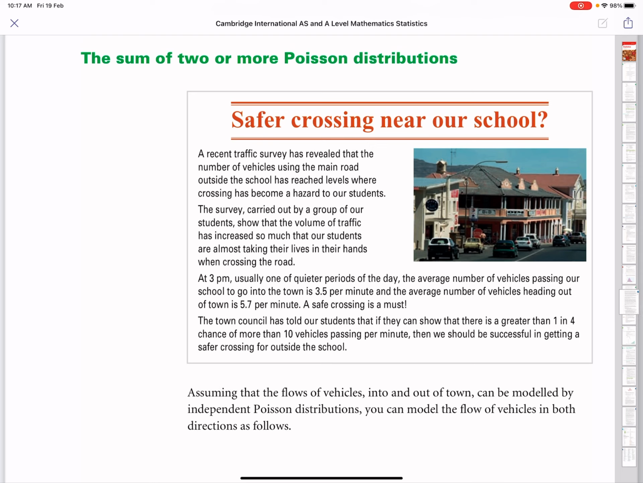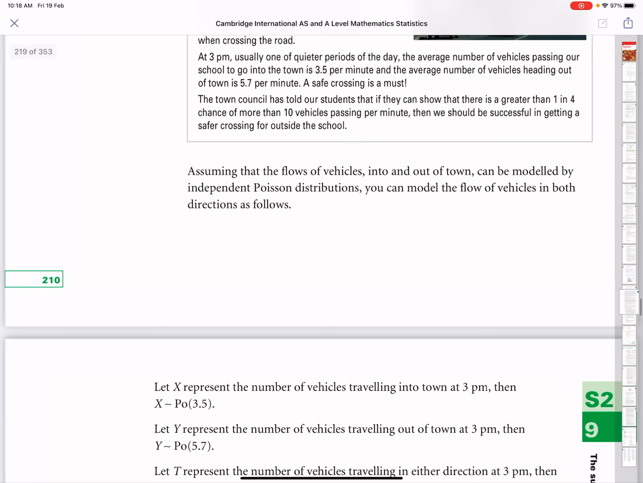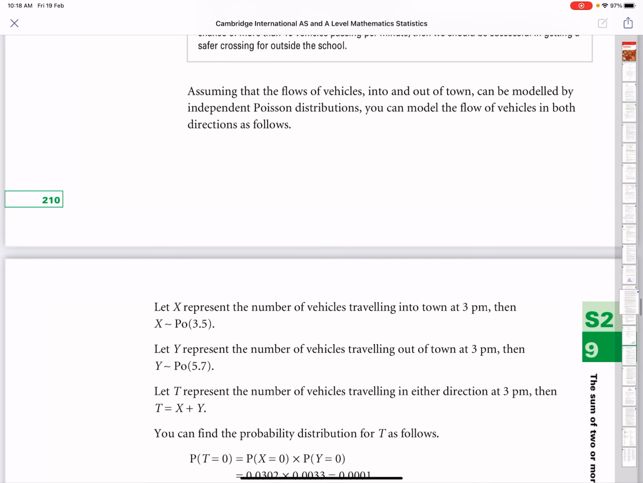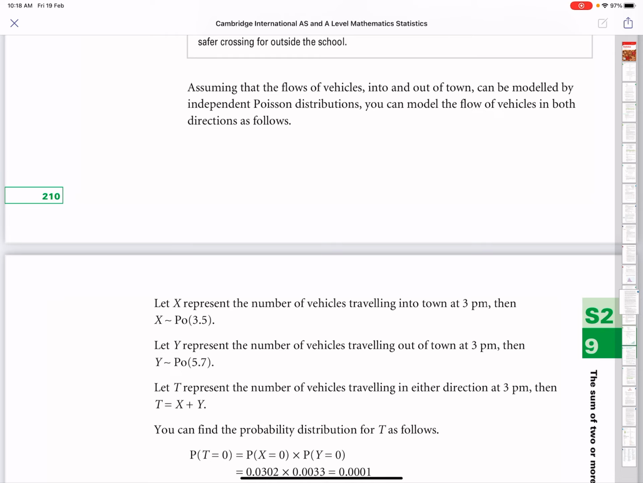Okay, so there's a little blurb here about cars going in and out of a village, and it tells you on average, at 3 p.m. for an hour, there are 3.5 cars per minute going into the town, and there's 5.7 cars per minute leaving the town. It says, assuming that the flow of vehicles into and out of town can be modelled by independent Poisson distributions, you can model the flows of vehicles in both directions as follows.